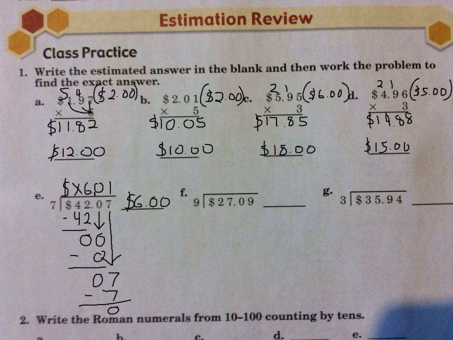Okay, $27.09 rounded would be $27. How many times does 9 go into $27? Or $27 divided by 9, and that would be $3.